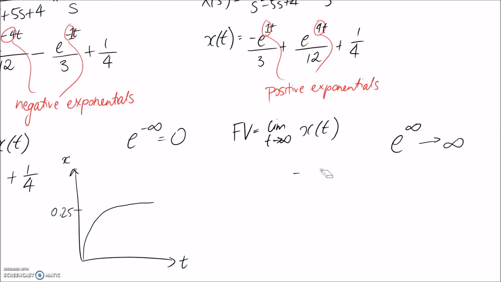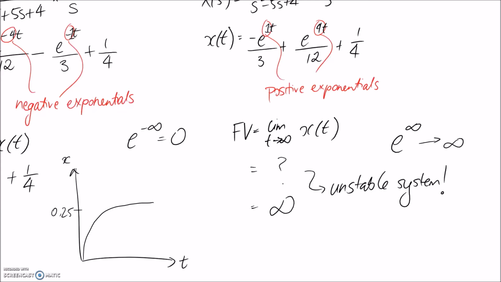And we've got 1 and 4, and these are slightly different as well. So basically the final value is just going to be an unstable system, because the final value is pretty much going to hit infinity.